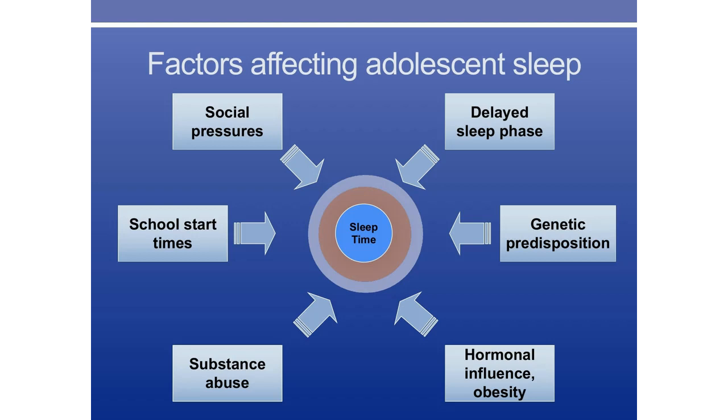Those are some factors that affect adolescent sleep. As we said, normally there is a delayed sleep phase. There may be some genetic predisposition. Changes of different hormones start, then obesity is common there, school start times, which are not adjusted to reflect the delayed sleep phase, substance abuse is not uncommon at this age, and then a lot of social pressure. Many sleep providers refer to adolescence as the perfect storm for insufficient sleep.